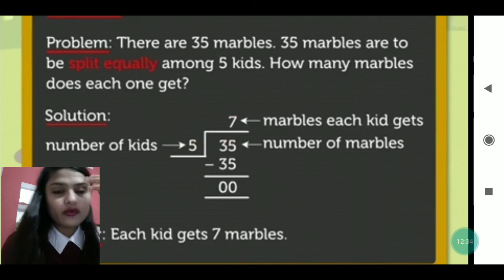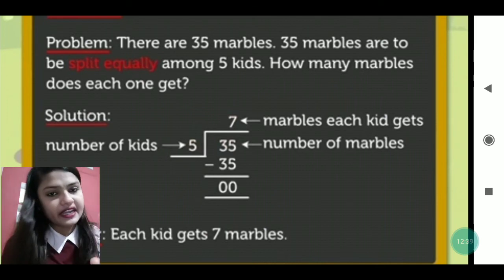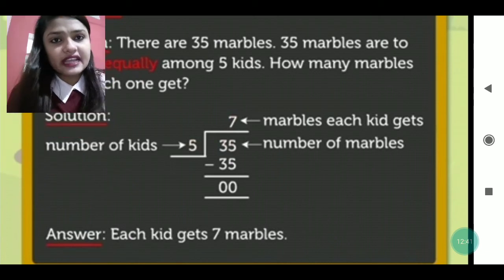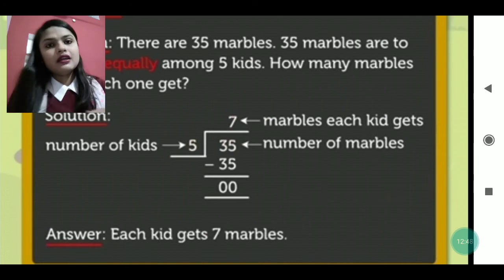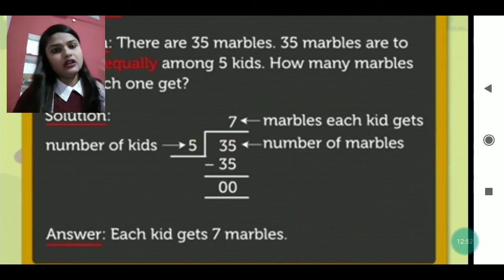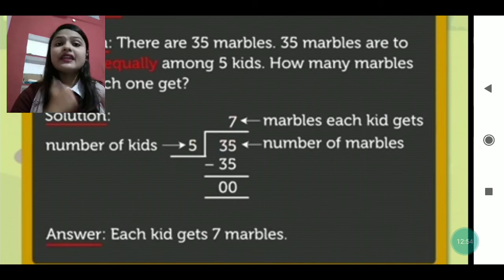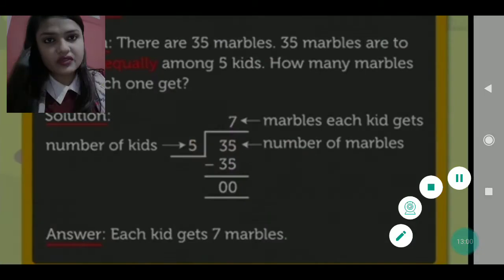So what is the number of marbles one student is getting? One student is getting 7 marbles. How many? Each kid gets 7 marbles. There were 35 marbles and how many kids are there? 35 kids are not there, 5 kids are only there. So how many marbles is one kid getting? One kid is getting 7 marbles. Okay, it was very easy.